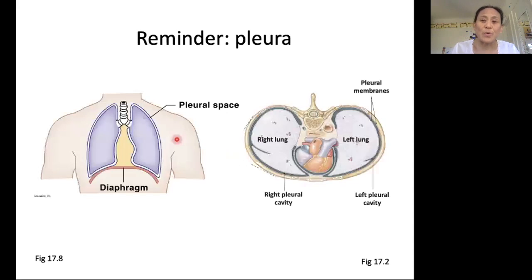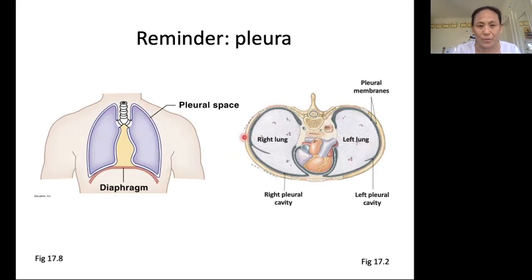Okay, so first I just want to start by reminding you of the pleura. The pleura are these membranous sacs that lie outside of our lungs. So you can see here is one pleural sac. Here is another pleural sac. One membrane of the pleural sac is going to adhere to the lung. The other membrane of the pleural sac is going to adhere to the inside of the rib cage, okay?